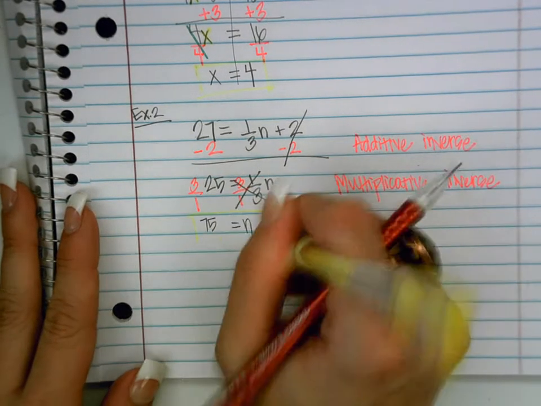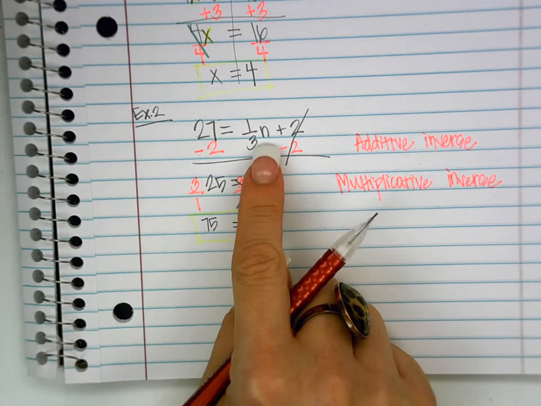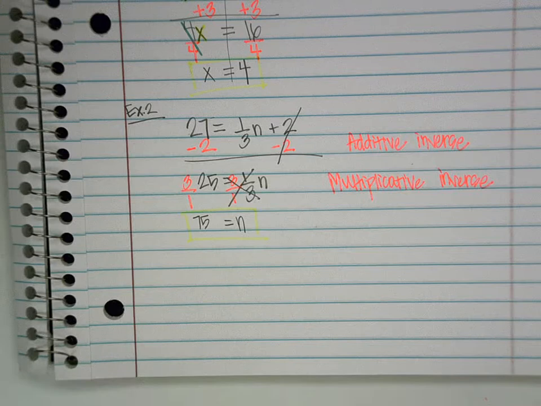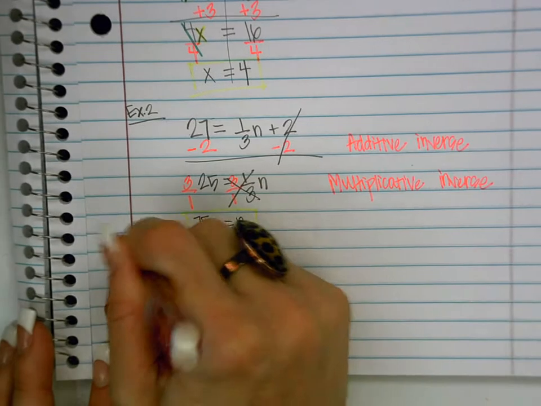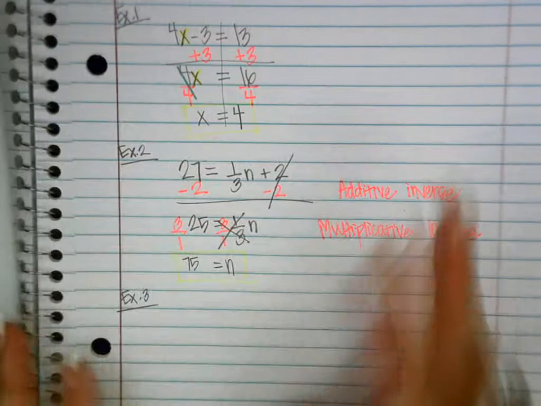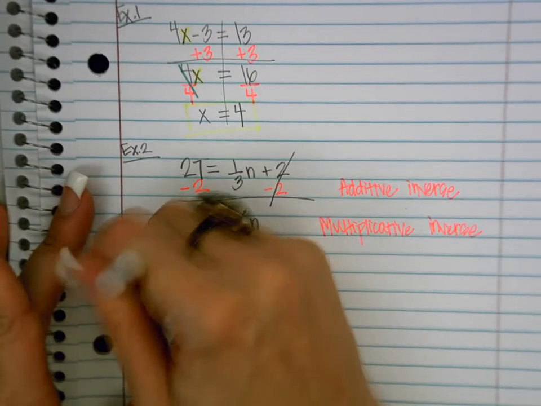Does it matter, by the way, if your variable is on the left side or the right side of the equal sign? Does not matter. A lot of people get a little confused by that, but it absolutely does not matter. For number 3, we're going to go back to some got it's. We'll come back to 3.